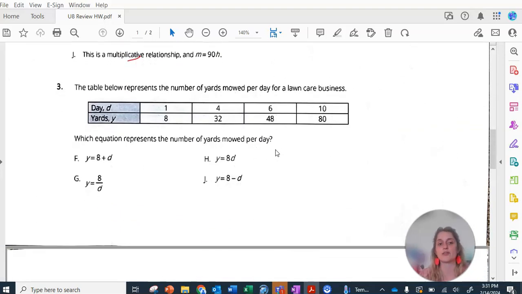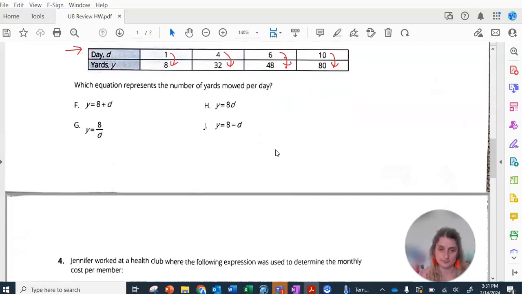Again, same thing here. We're looking for equations. How do we do something to our independent variable, which is on top when it's like this, to make it equal our dependent variable? How do I get from here to here? How do I get from here to here? It has to be the same rule that gets me from here to here, and the same rule for all four examples.